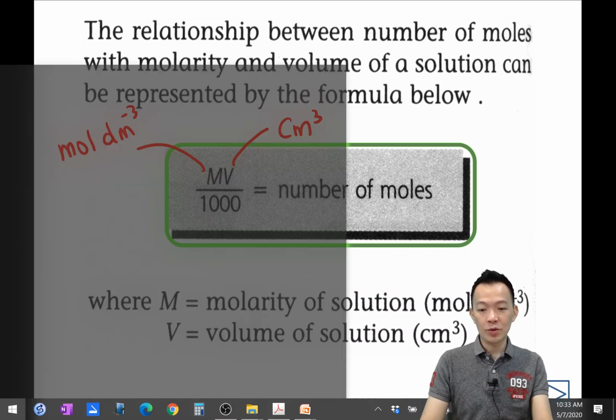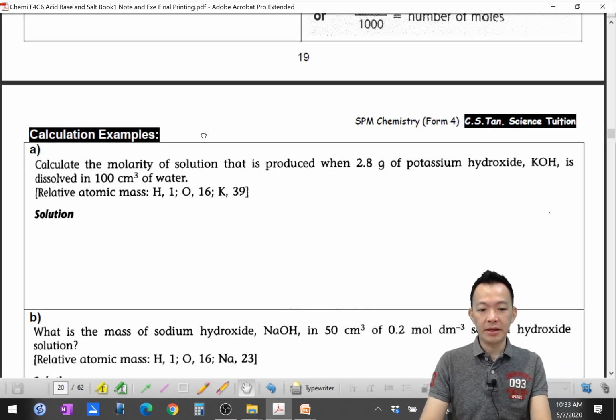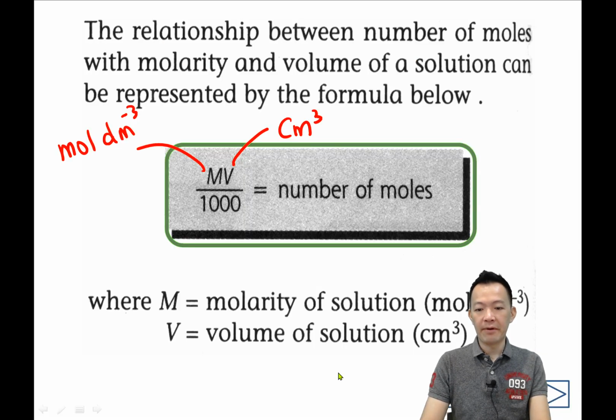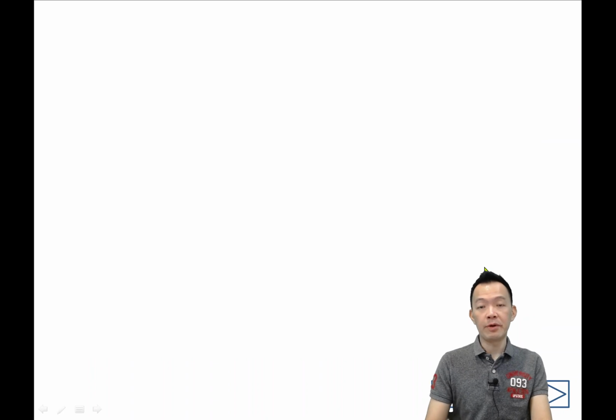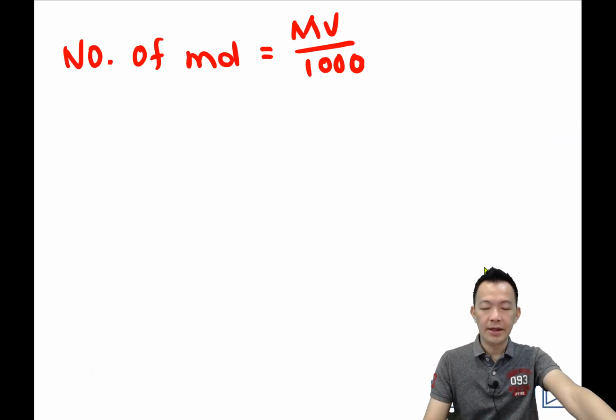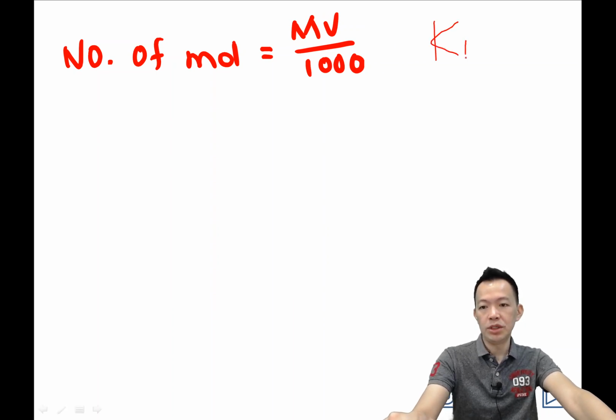Now we turn to page number 19. I'm going to give you another new formula. Oh, sorry, page number 20. What's the name of this formula? I'll tell you later. So the number of mole equals MV per thousand. This is the formula that I call the king of formula.